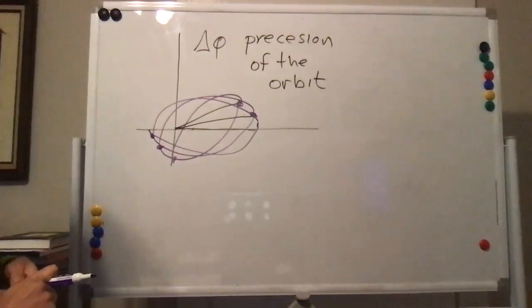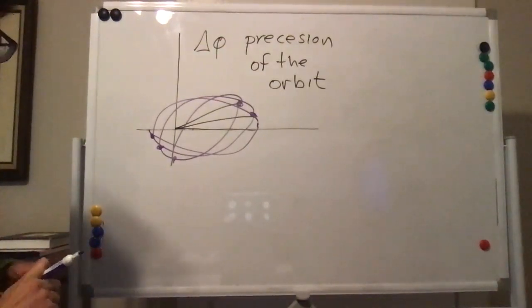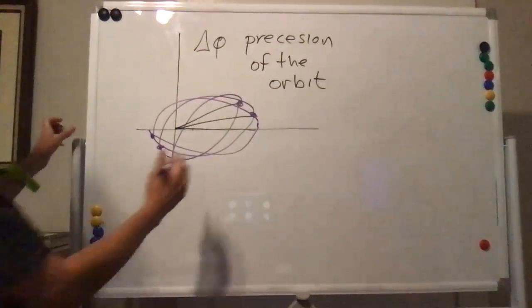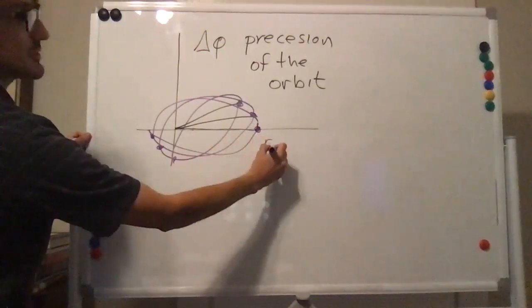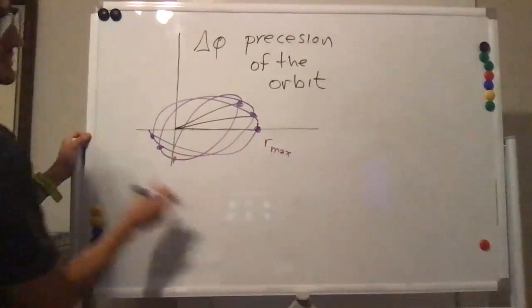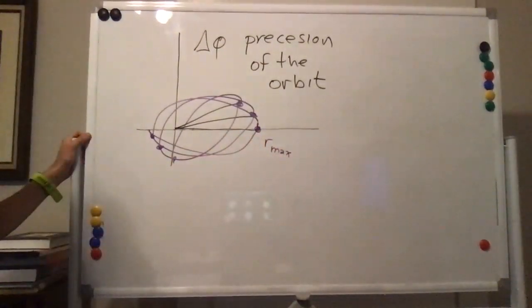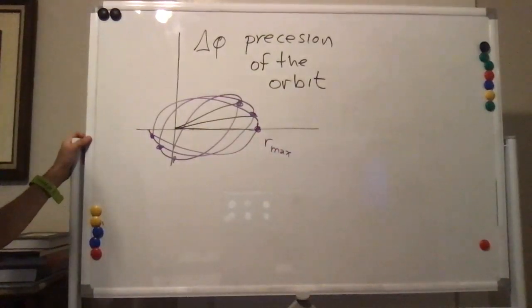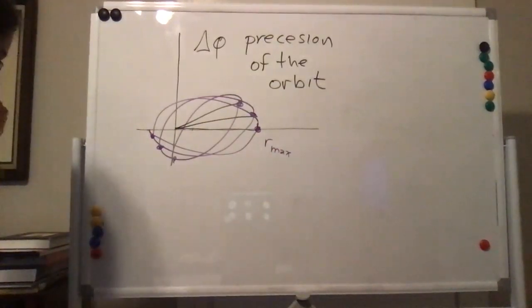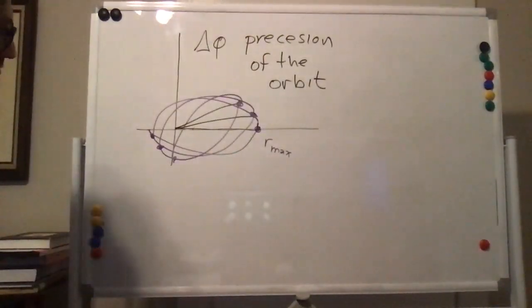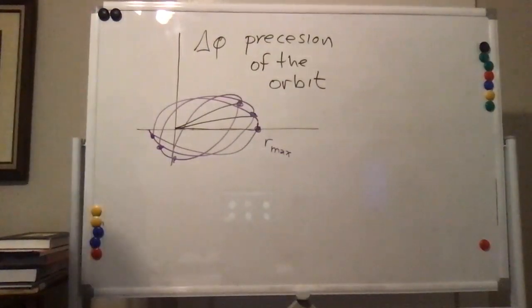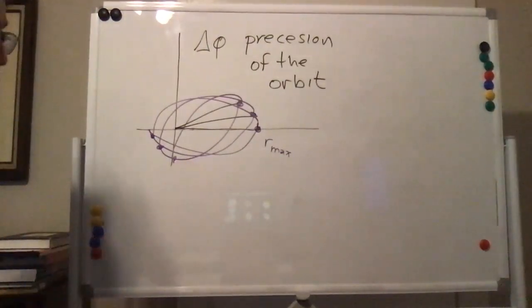No, but I wonder, with respect to what do you measure the angle? Where you had your R max initially. But how do you notice if it's rotating? Or how do we measure it? I guess you have to measure it against the background. Yeah, okay. But, you know, it does occur.